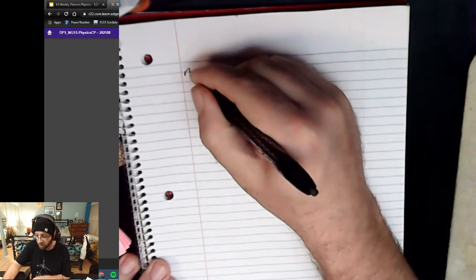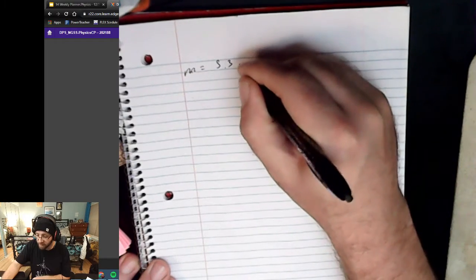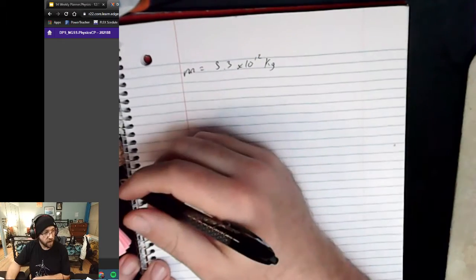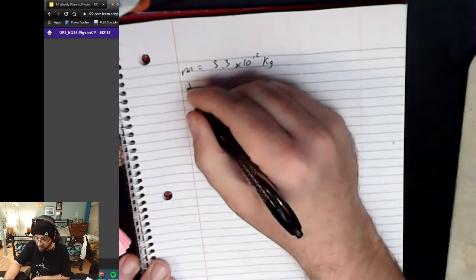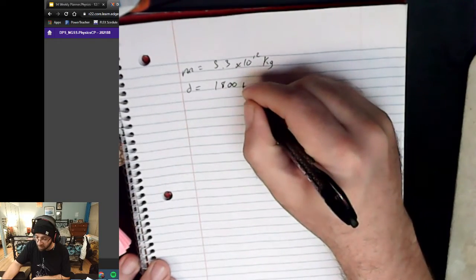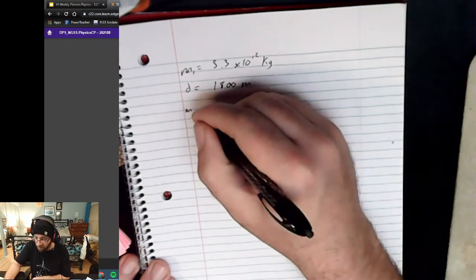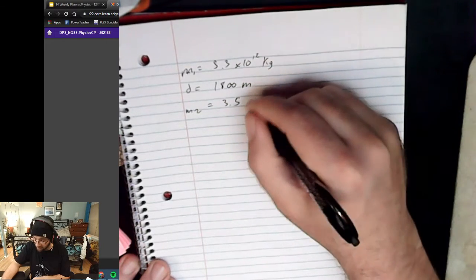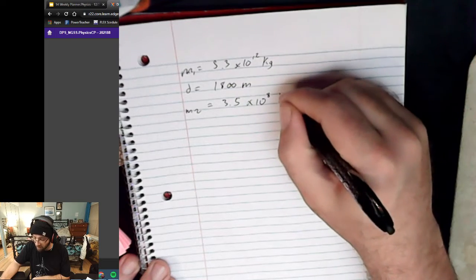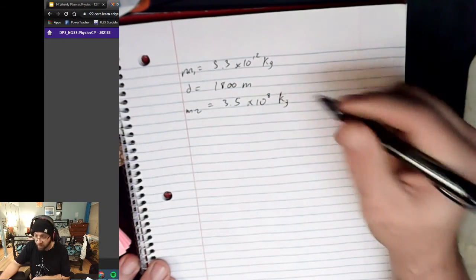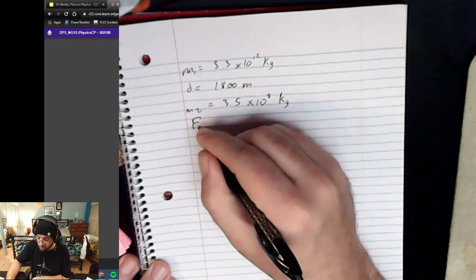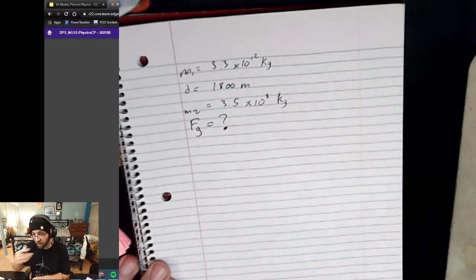So looking at this and the information here, I'm making a list of what's useful, right? So one of the masses equals 5.3 times 10 to the 12th kg. That's good. We want everything to be in kilograms, meters, newtons, seconds, right? The distance is 1,800 meters. We'll call that M1. M2, the other mass, was 3.5 times 10 to the 8th kilograms. So I'm just keeping track of what variables I have to mess with here. And the thing that they asked for in this problem was the gravitational force. So Fg equals question mark. That's what we're going for.